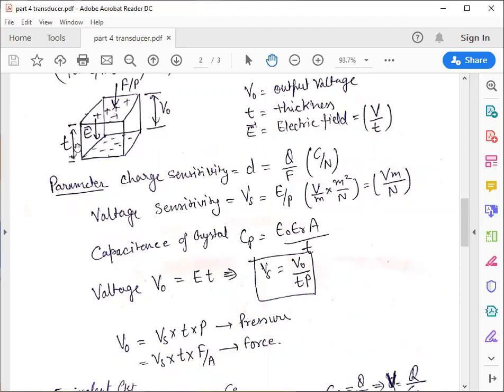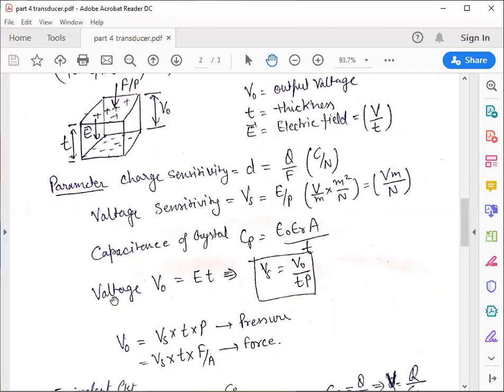Here this material, this block will act as a capacitor. This is the upper surface, this is the lower surface, this is positively charged, this is negatively charged, and the separation between these two surfaces is T. So the capacitance of this block will be Cp is equal to epsilon naught epsilon r A divided by T.